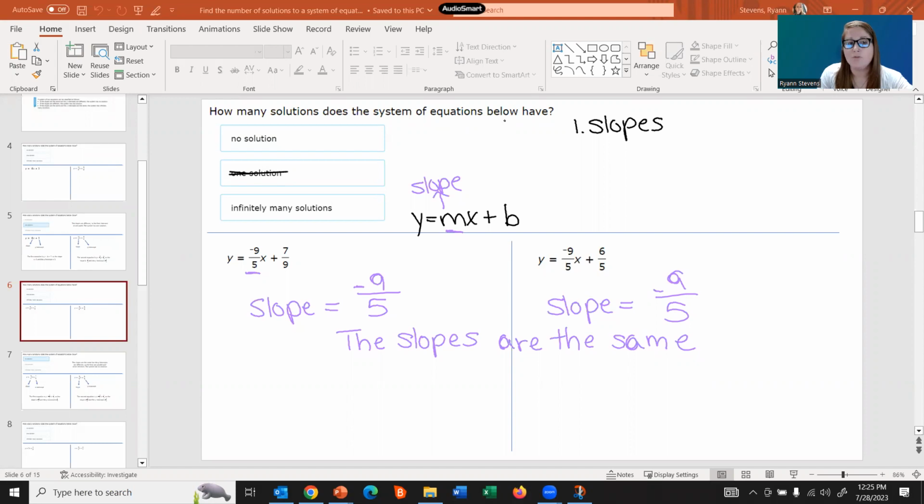And so now we can move on to our second step, where we need to check the y-intercepts. If the y-intercepts are the same, it's going to tell us that we have infinitely many solutions. If they are different, it's going to tell us that we have no solution, or parallel lines. So we're going to look at the y-intercept of both of these equations. The y-intercept of the first one is plus 7/9, and the y-intercept of the second one is positive 6/5.